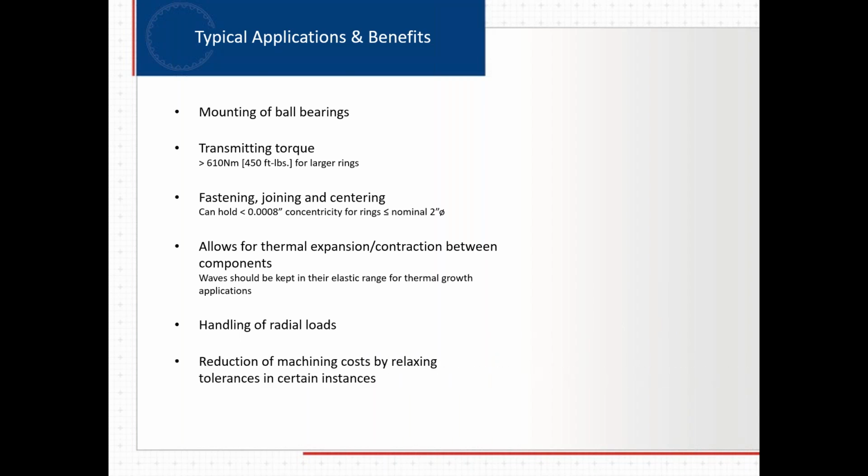They can allow for reduction of machining costs by relaxing tolerances in certain instances. So in some applications that would typically require a ground finish, you can actually go to a machine finish when using a tolerance ring.